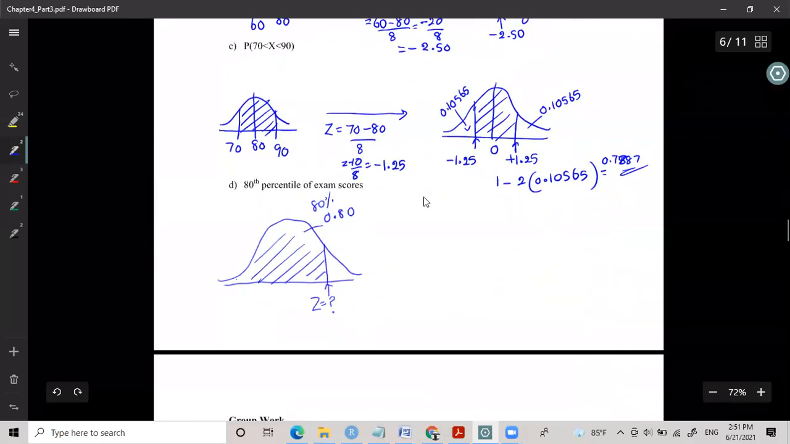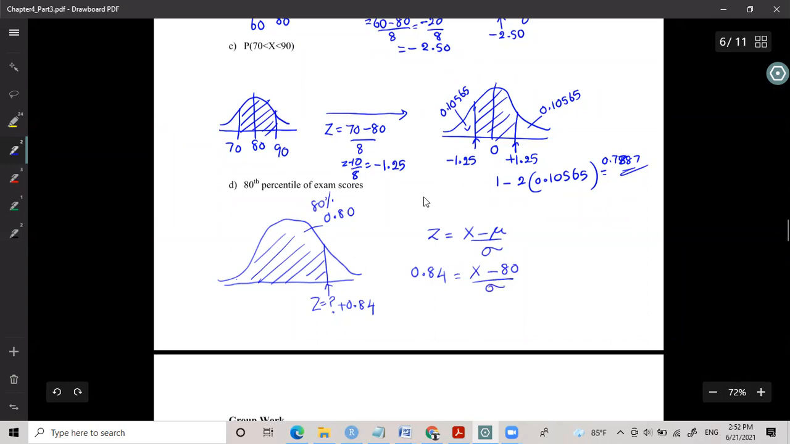Z is 0.84. Now, is this the answer? We need the exam score, not the Z score. So how do you find the exam score? Exam score is X, right? We know the Z score, which is 0.84. So find X. You know mu, you know sigma. Sigma is 8. Therefore, 0.84 times 8. Take this negative 8 to the other side, positive 80. That will be your exam score, right? Can you find this one? 0.84 times 8 and plus 80.